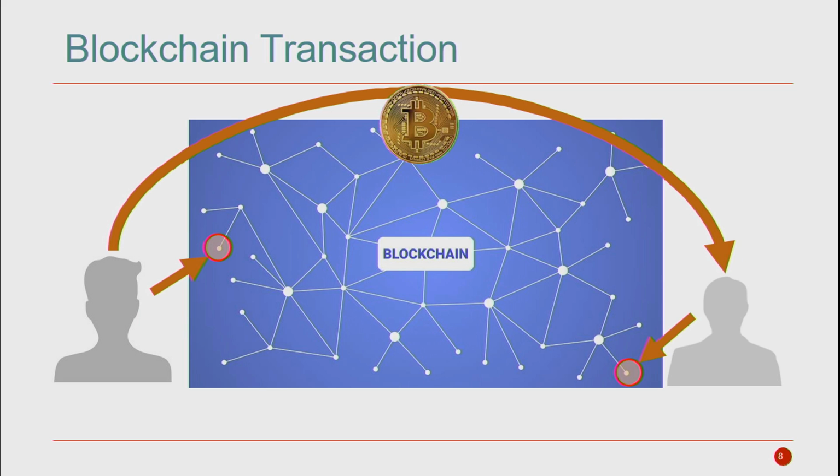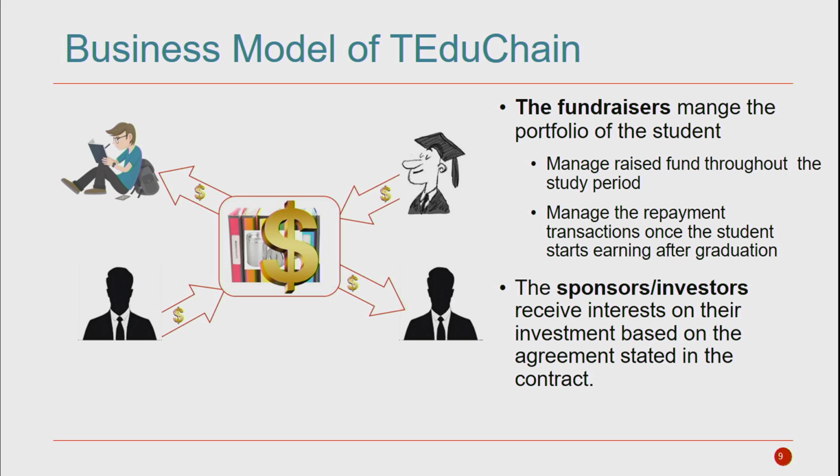So using blockchain, we won't need other organizations. Our network will be able to do all these activities by itself, and it will be fully transparent. Our business model, which is discussed in the chapter, is that the fundraiser manages the students. By that, I mean they raise funds for the students, and also when the student is done, they perform repayments on behalf of the students. And the sponsor or the investor receives interests based on their contract.